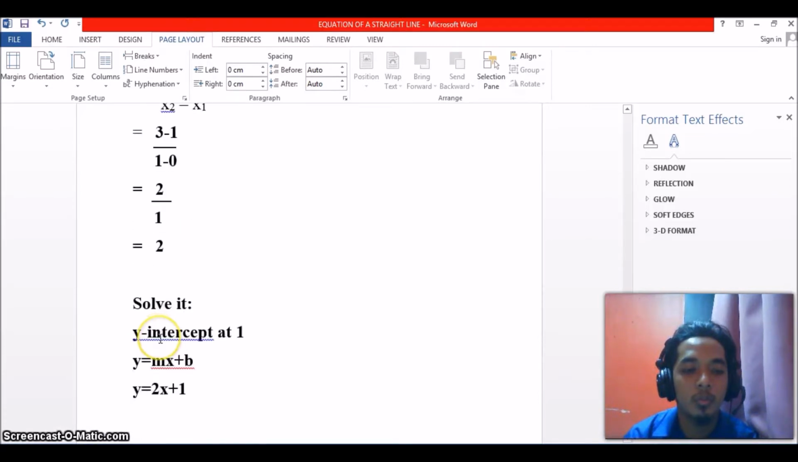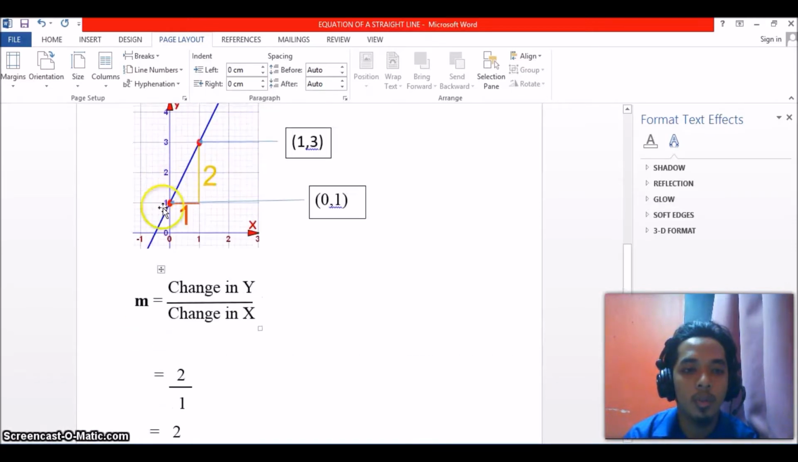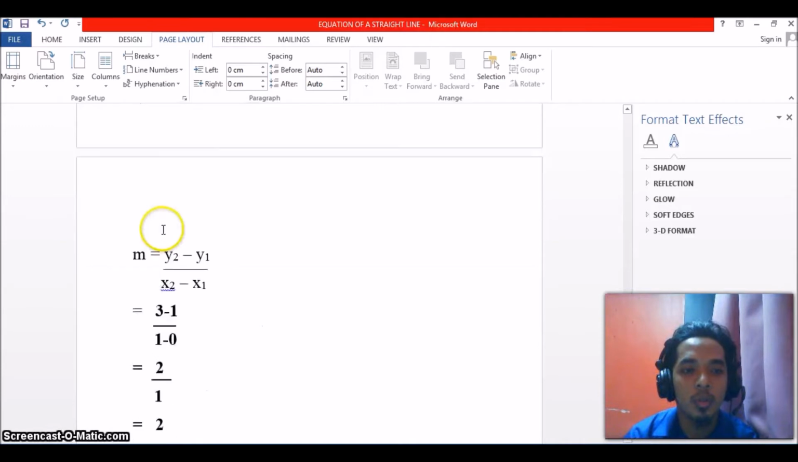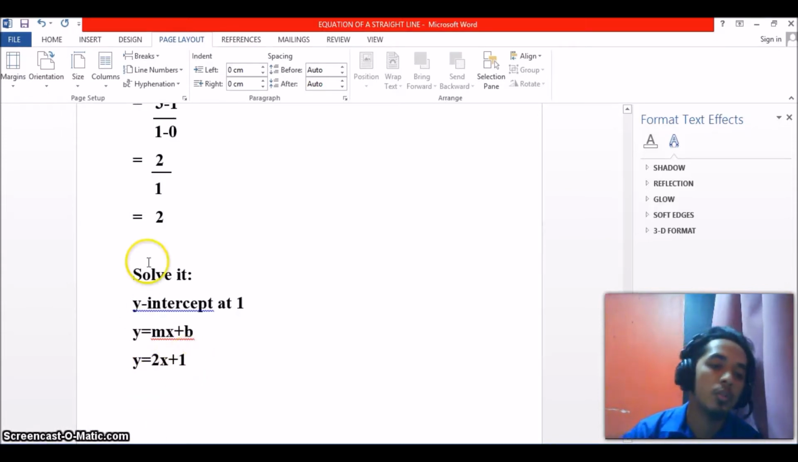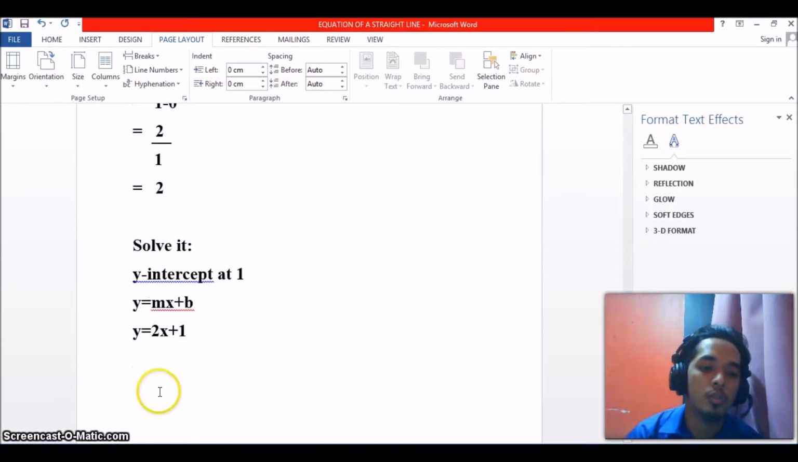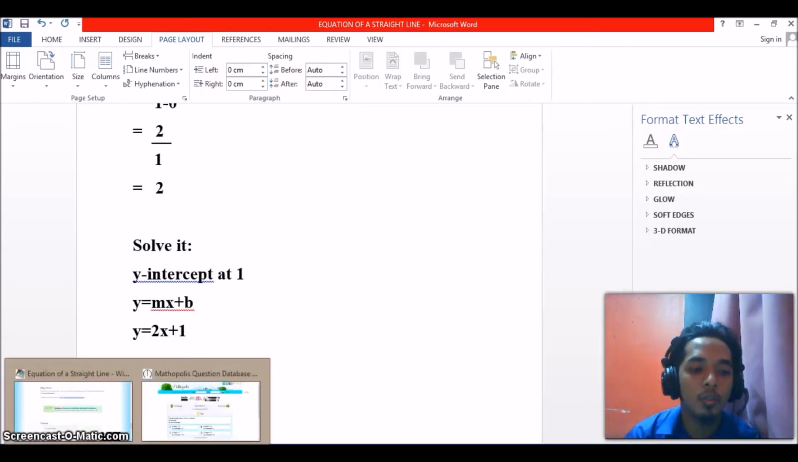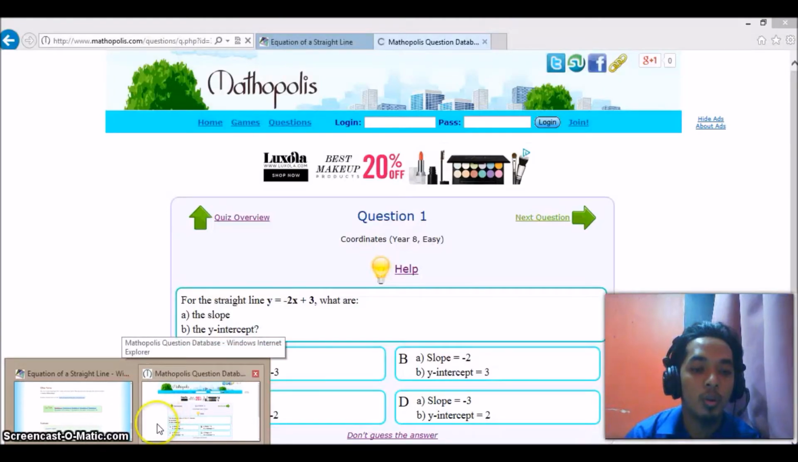The answer is 2. As you can see in the graph, the straight line intercepts at the point 1. So b is equal to the y-intercept, so the y-intercept is equal to 1. So we just got m as 2. Just substitute all the values in the equation of a straight line. You got y equal to 2x plus 1. So the answer is y equal to 2x plus 1. That's all. So I will move to the question part to make sure you understand more about it.